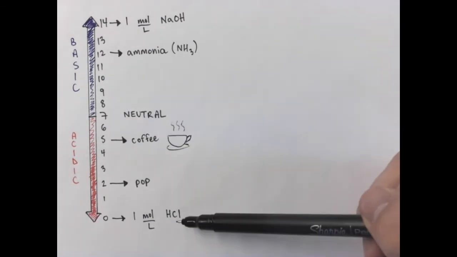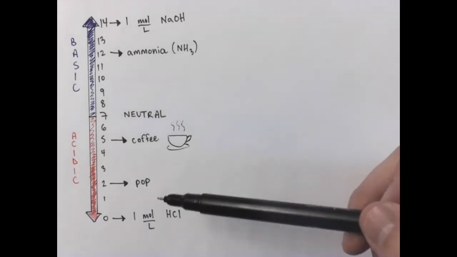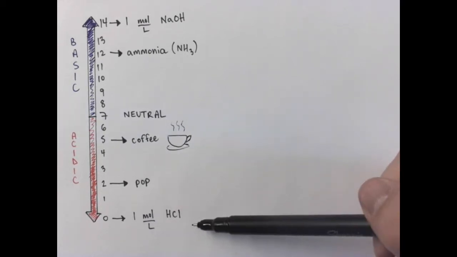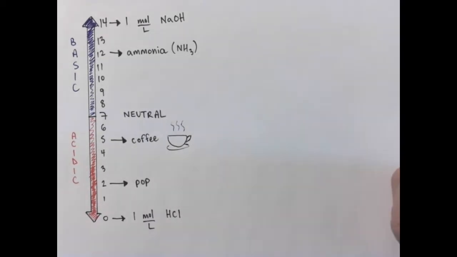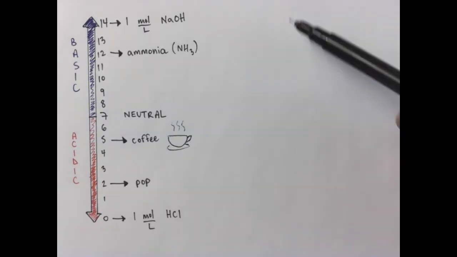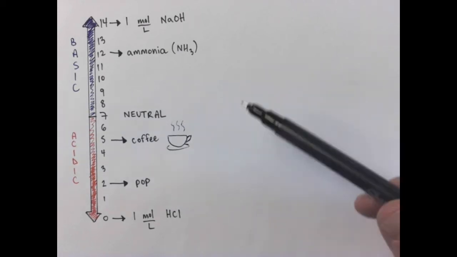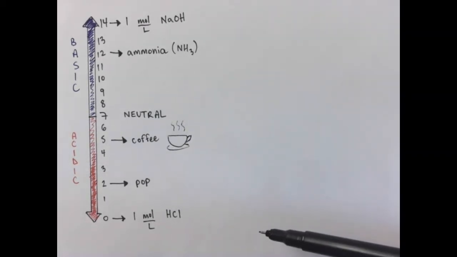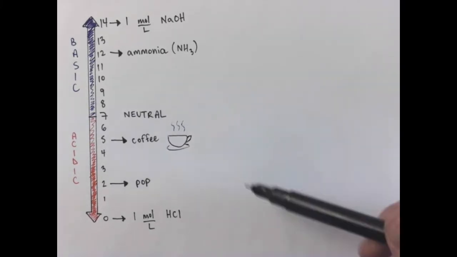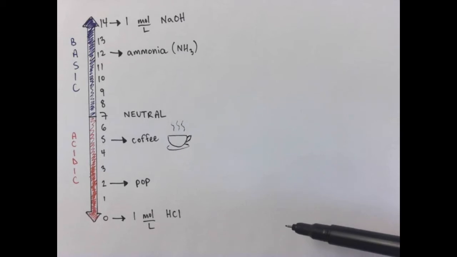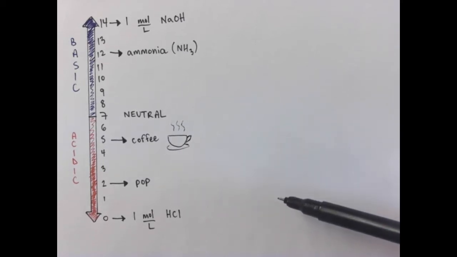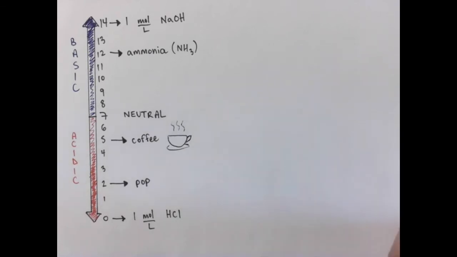Okay, and then at pHs of 0 and 14, I have written out 1 molar hydrochloric acid and 1 molar sodium hydroxide, respectively. What we're going to do in this video is look at the hydronium concentrations of these different substances based off of their pH. And I'm going to show you how the concentration of hydronium changes with individual changes in pH.